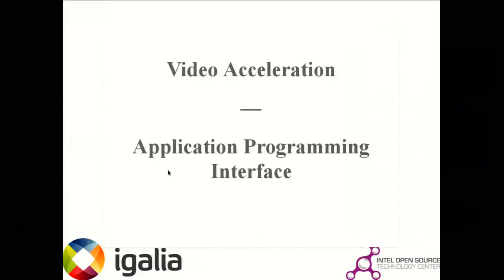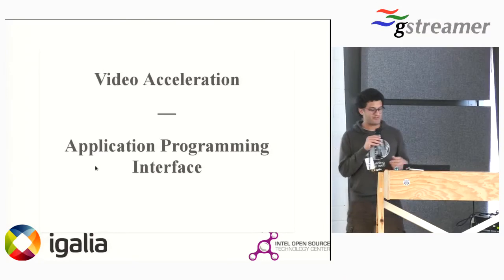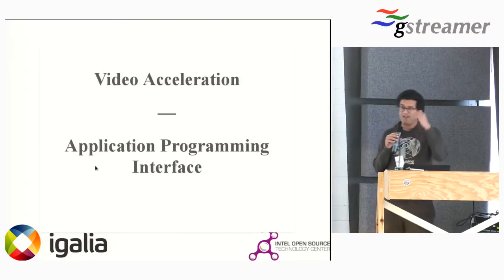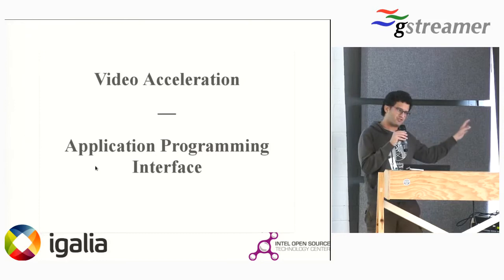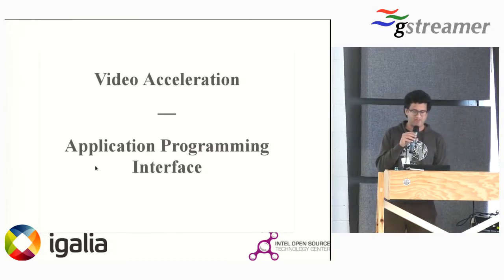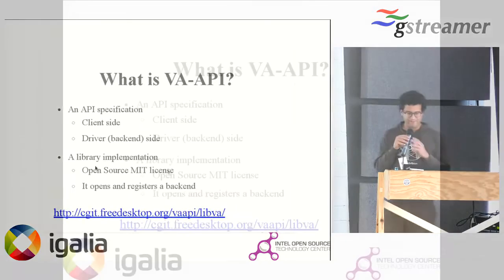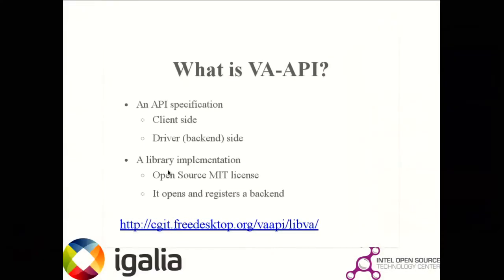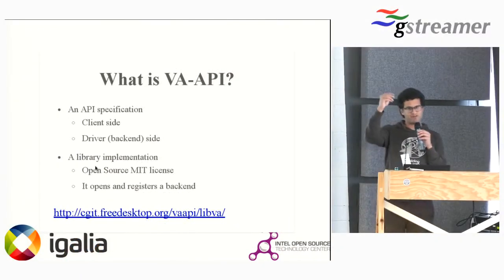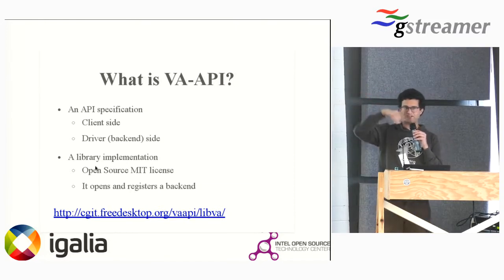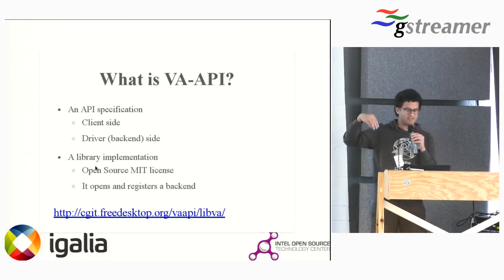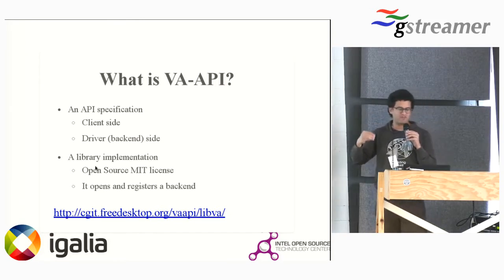So what is it? VA-API stands for Video Acceleration Application Programming Interface. It's a descendant of DXVA, the acceleration API developed by Microsoft, then taken by Intel and developed for Intel. Basically, it is an API specification for the client side, where user applications can develop video renderers, video encoding, and video processing. And there is also an API specification for the driver, for the backend.